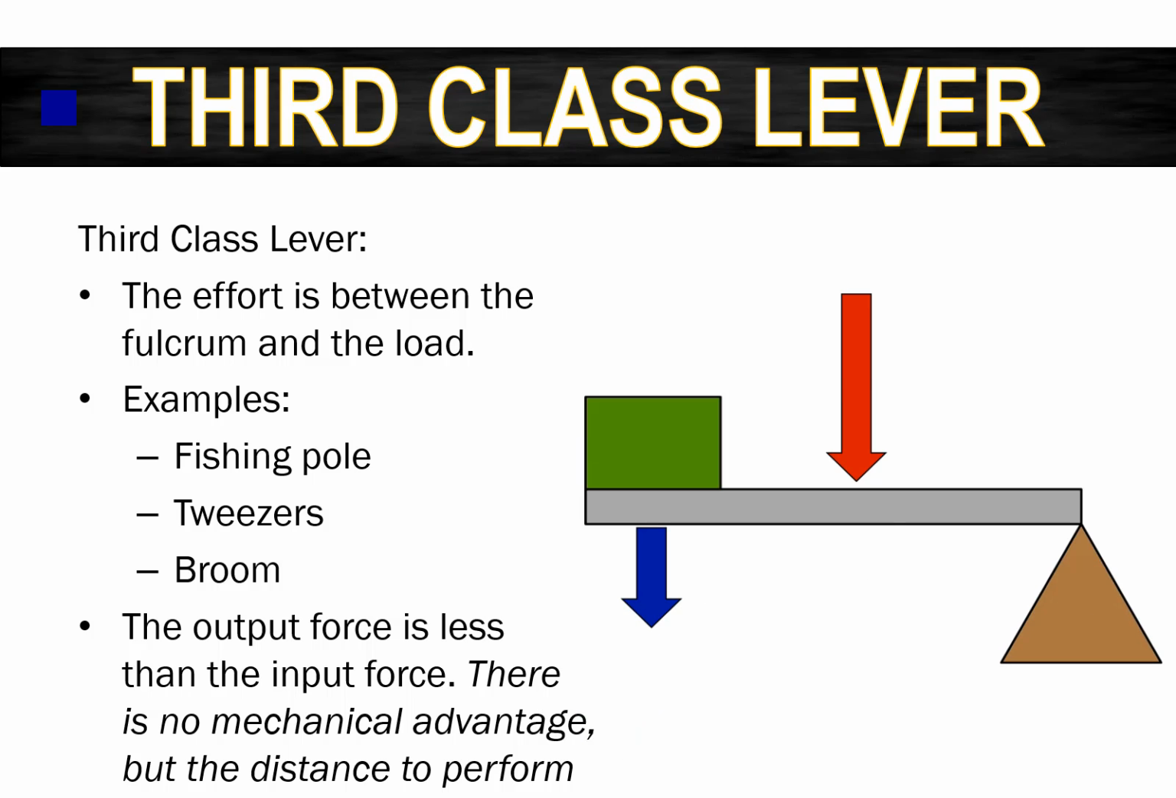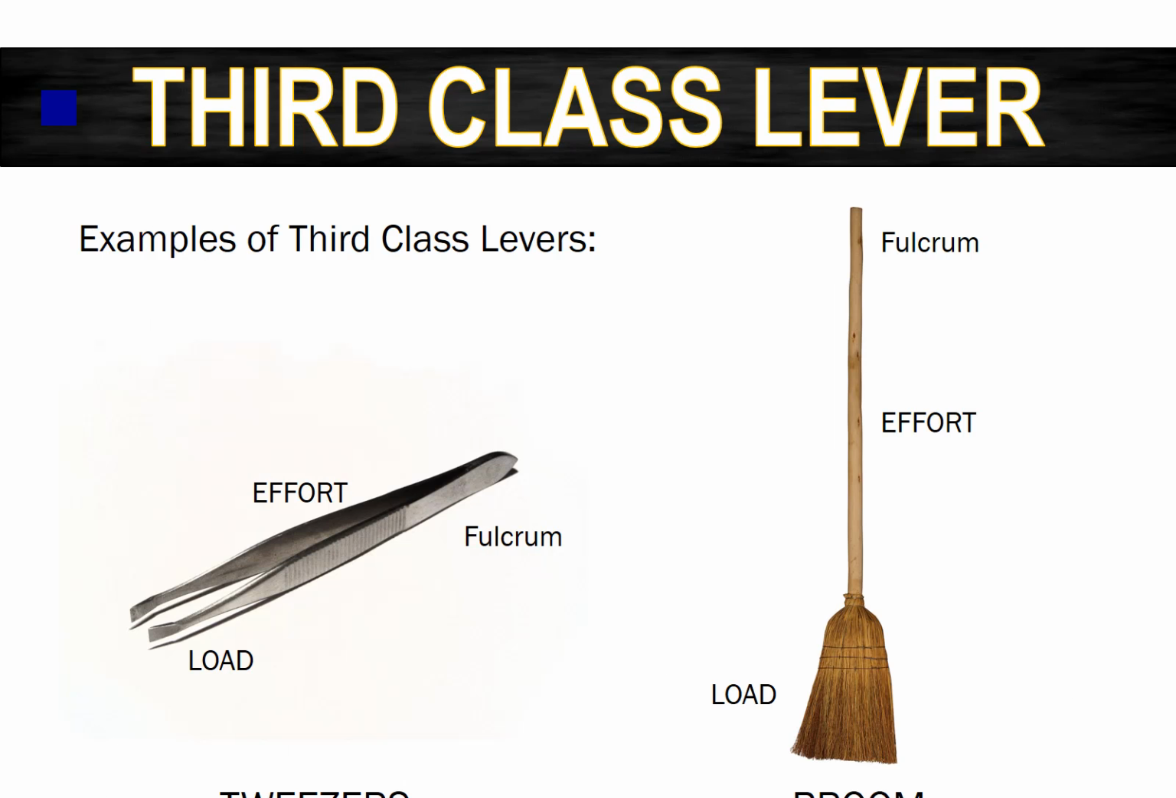So here we have our effort in between the fulcrum and the load, where the work is being done. Obviously, you can see that this is going to be much more difficult. This looks like a hard lever to work, right? That's why there's no mechanical advantage, but they still can help us. So let's talk about that.